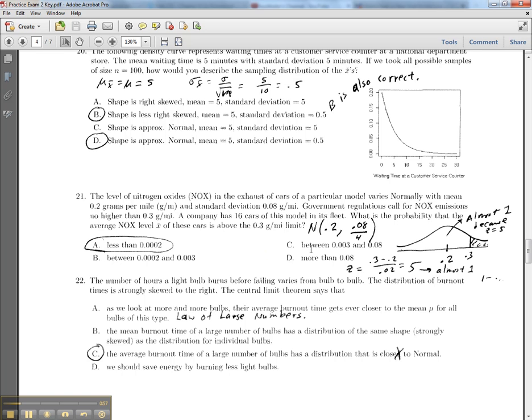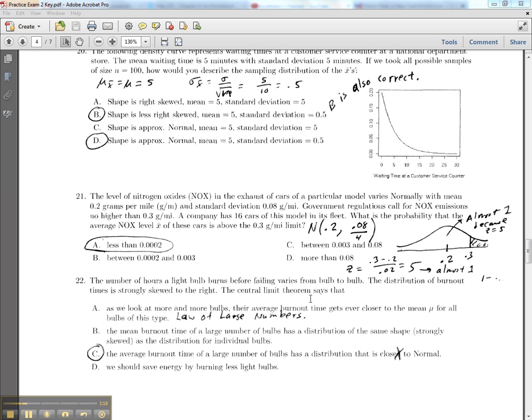Now let's draw out what this question is saying. It's asking what is the probability that the average NOx level, X bar, of these cars is above 0.3. So my mu is 0.2 and this is my mark, 0.3. So I'm looking at the right side. So I'll plug this in my z-score formula. So z is equal to 0.3 minus 0.2.